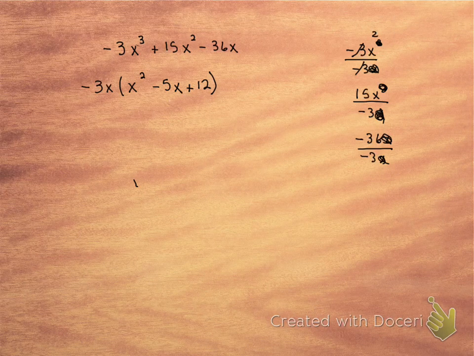Okay, but we're still not done. We still have an x squared. Anytime you see an x squared, just because we factored out the GCF does not mean that we're done. If we see an x squared here, we are going to attempt to factor it. Maybe it won't work, but you need to try.